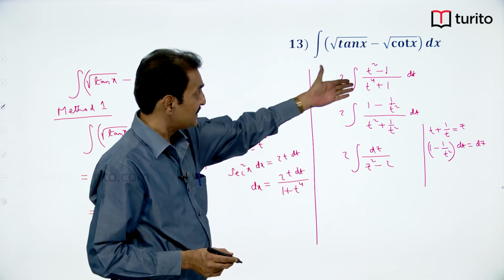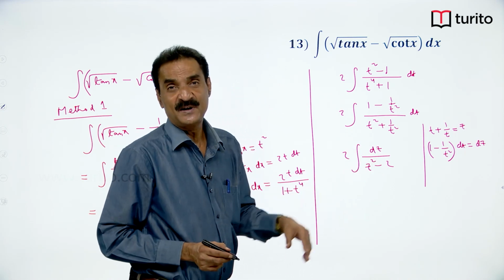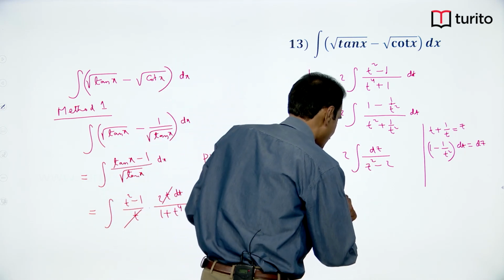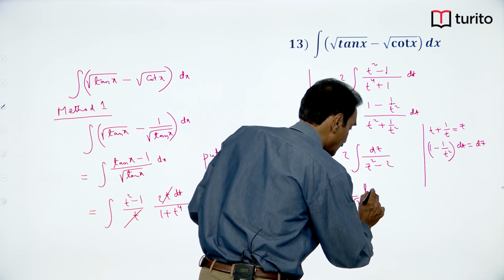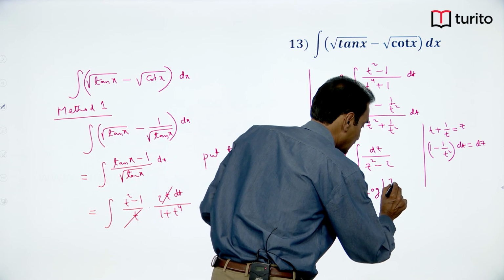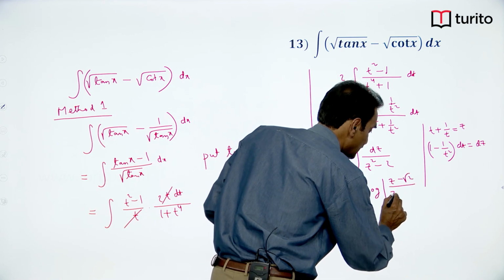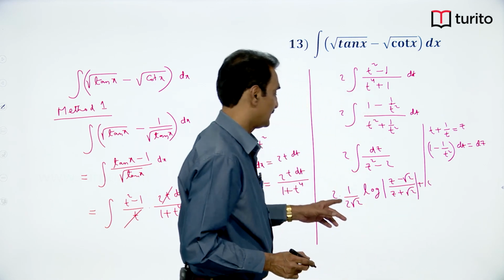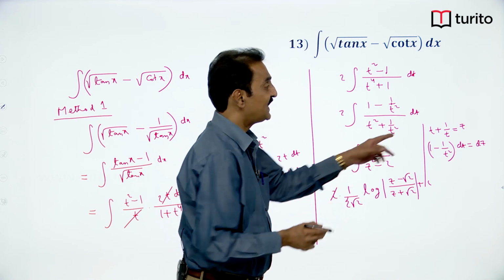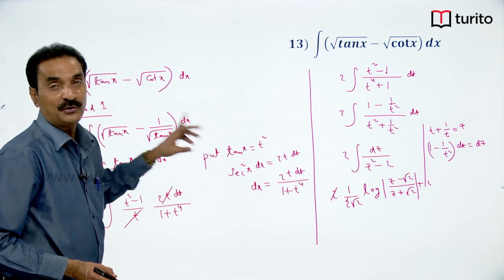We have just solved this same question. So, now it is 1 by x square minus a square form, 2 into its integral is 1 by 2 root 2 log mod z minus root 2 by z plus root 2 plus c. 2 cancels, substitute z as t plus 1 by t, where t is root tan x.